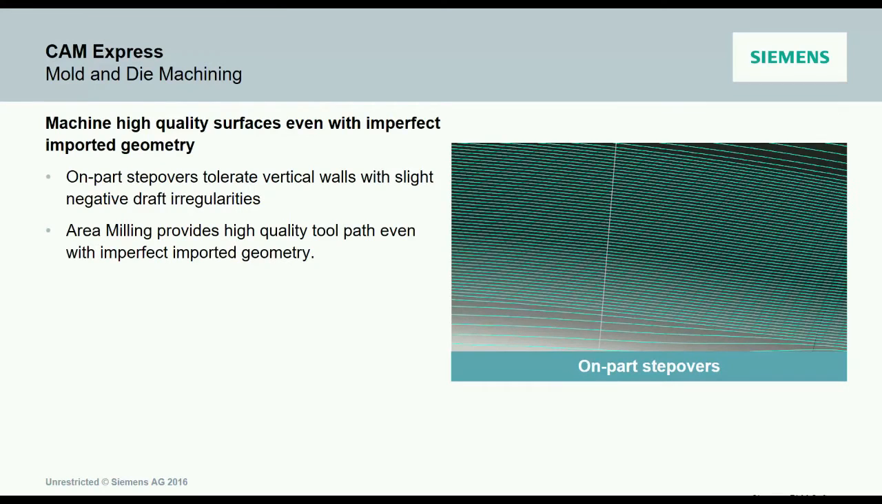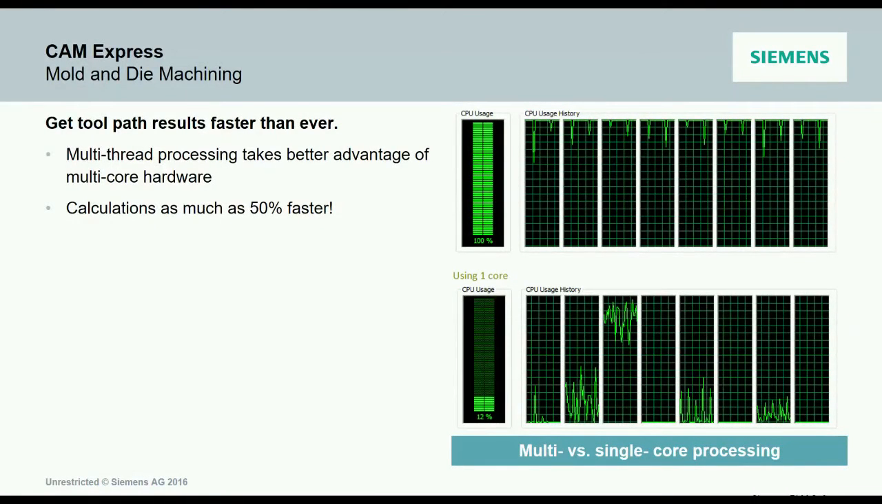We're also generating higher quality toolpath on surfaces even with imperfect imported geometry. So we're creating toolpath that is generated on the surface and stepped over on the surface versus generating projected toolpath and projecting it onto the geometry, which can cause some issues, especially when you have surfaces that are just slightly misaligned. We're generating toolpath faster than ever. Our toolpath has been optimized for multi-core processing to better take advantage of multi-core hardware. Calculations can be generated as much as 50% faster.